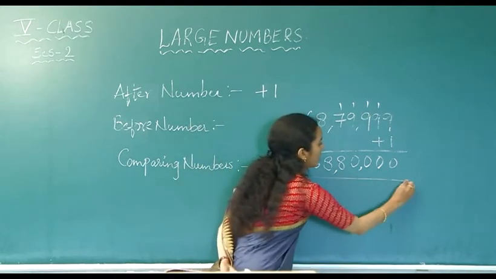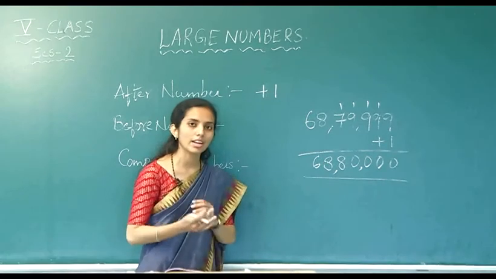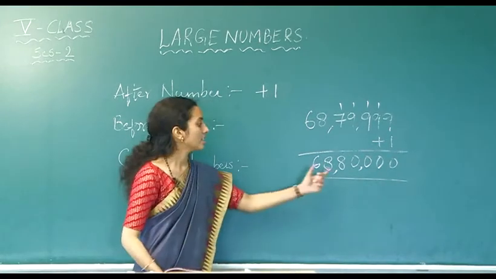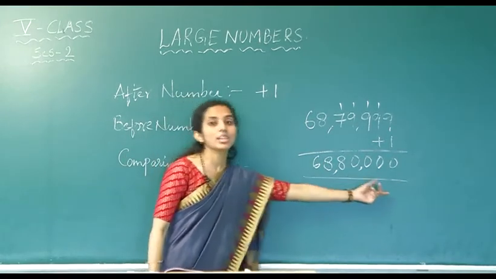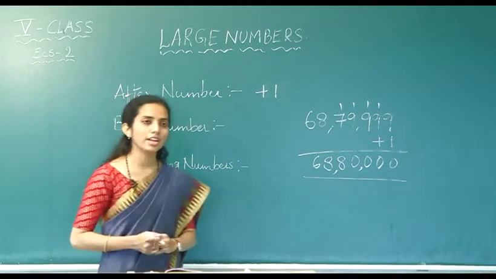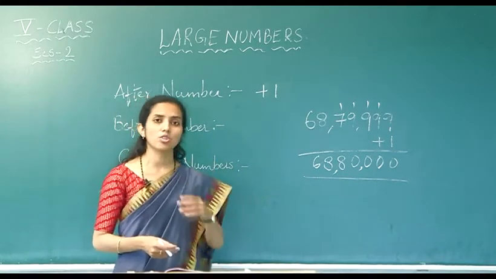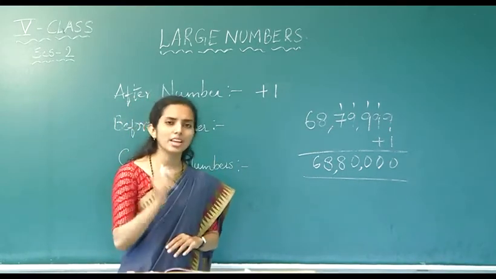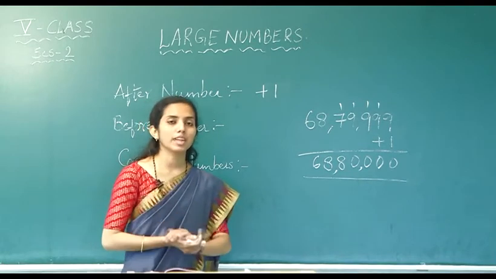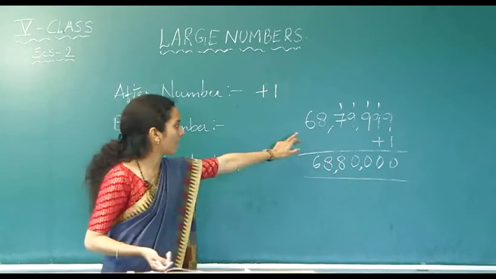So, the number that comes after 68,79,999 is 68,80,000. In this manner, we can find the after number of any number, it might be an 8-digit or 9-digit number, in an easy way. The after number can be found just by adding 1 to the given number.